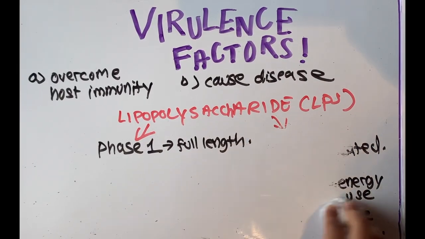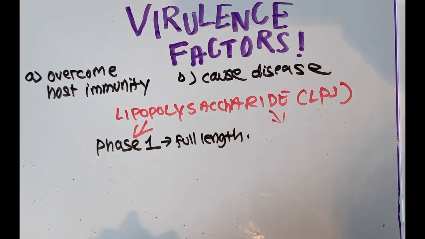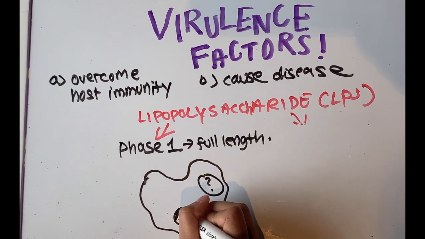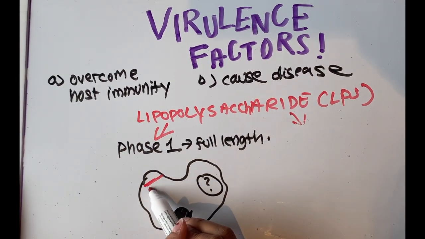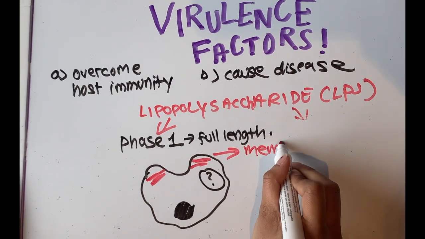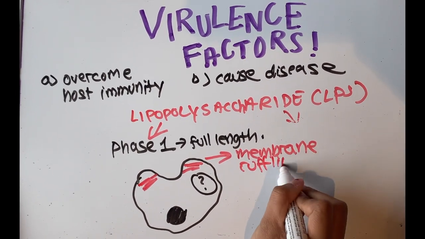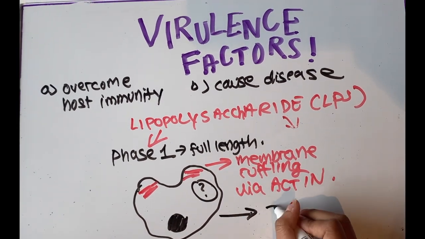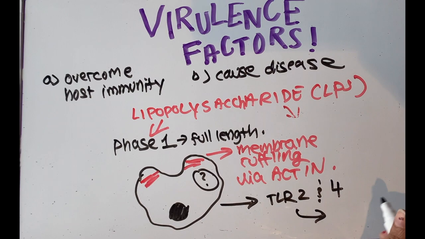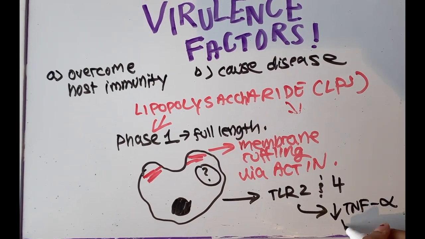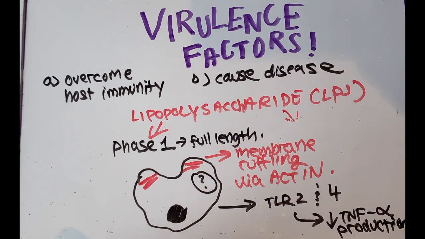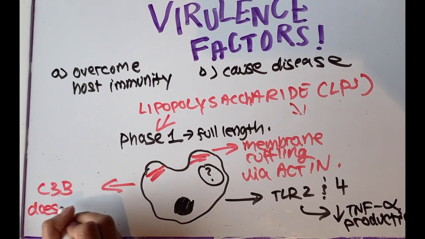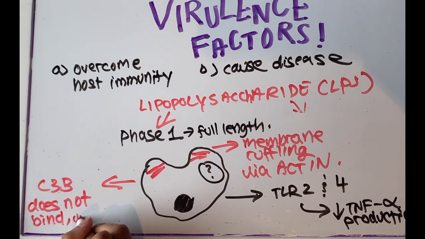So the phase 1 full-length LPS rearranges the actin cytoskeleton of the phagocyte as it enters a cell. This is a process called membrane ruffling, and this prevents the activation of toll-like receptors 2 and 4, which then inhibits the production of certain cytokines like TNF-alpha. Additionally, phase 1 LPS is very poor at complement fixing due to the O antigen, which prevents opsonization, whereas phase 2 is highly sensitive to C3b through the alternative pathway.